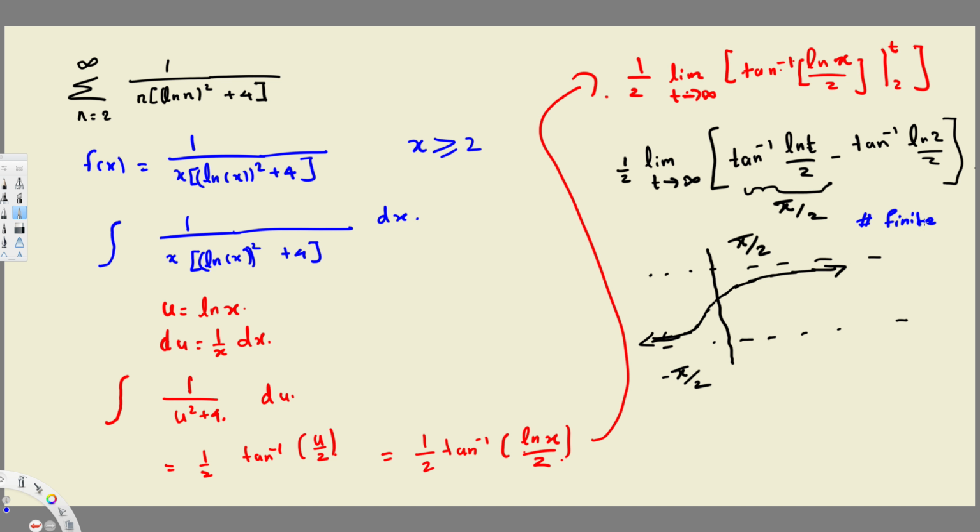So if we get a finite number, that converges. If the limit converges, then the integral converges, and then we can go ahead and say, therefore, this series also converges. Therefore, that's how we determine whether the series converges or diverges using the integral test.